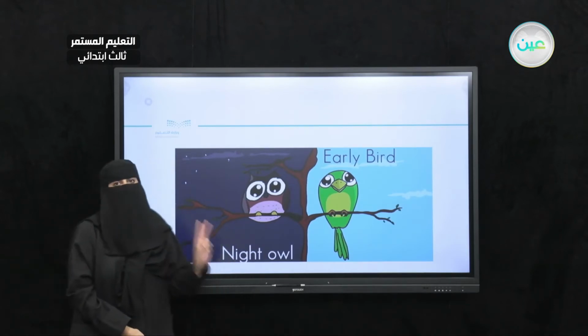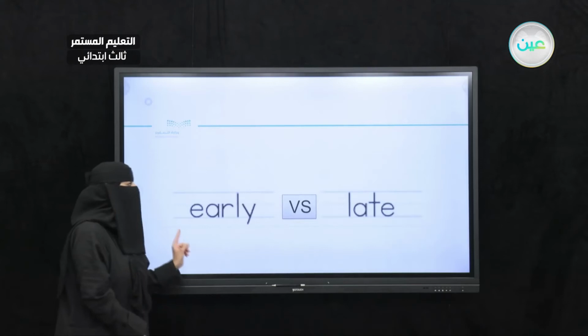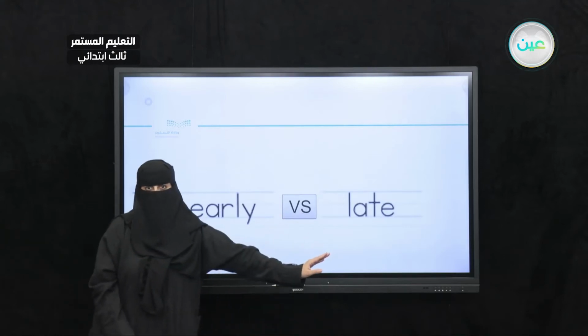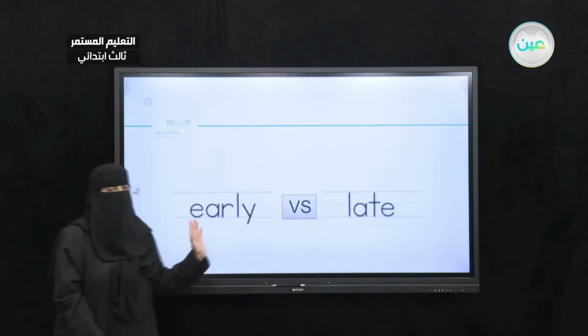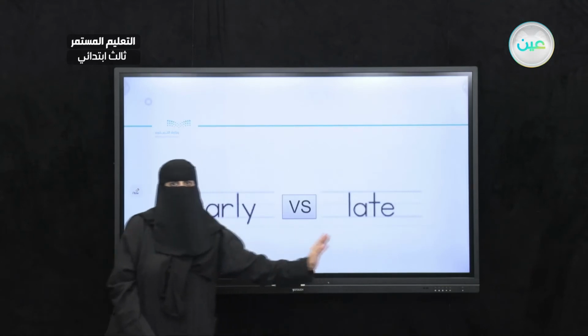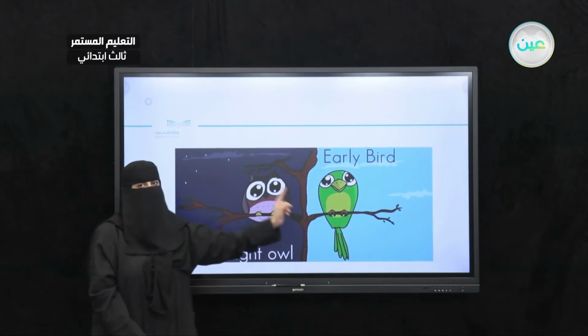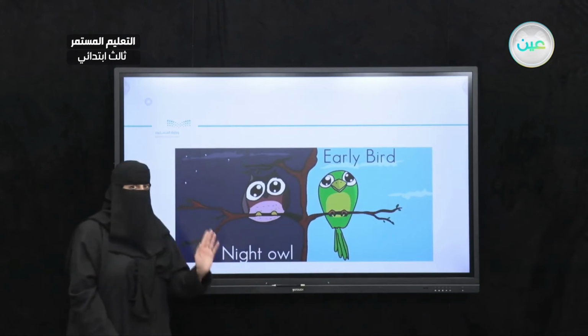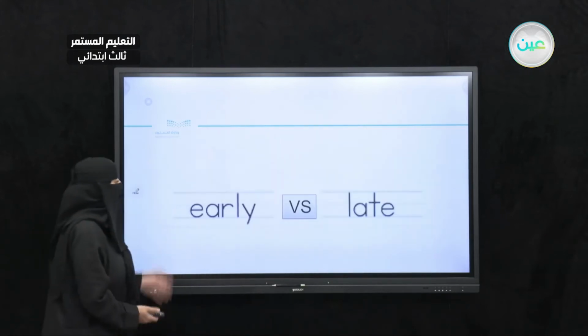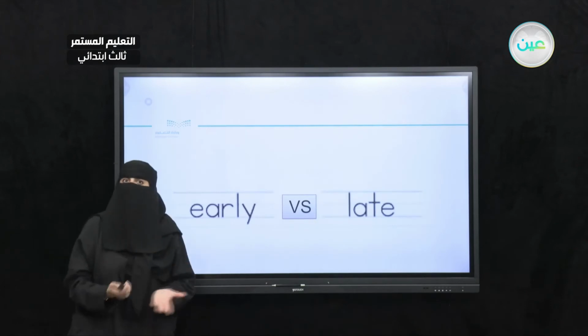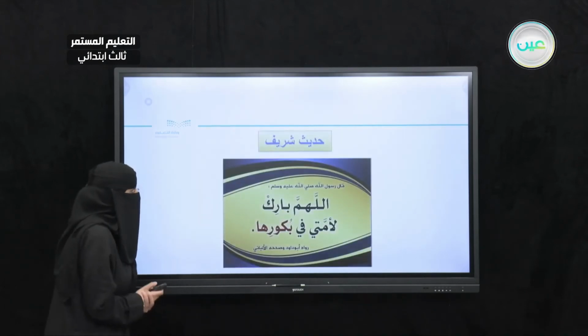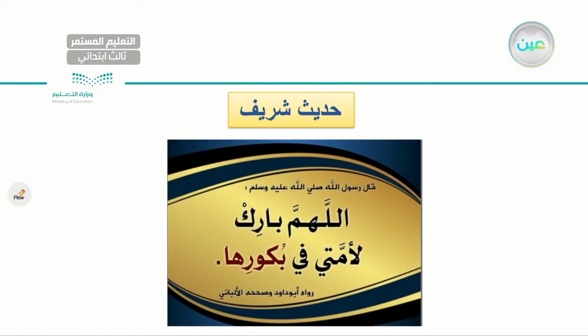So I will introduce 2 words for you, early and late. What do we mean by early? What do we mean by late? Don't forget that each of these birds represents 1 word, early and late. So early versus late. What do we mean by this? I will give you 1 moment to read this hadith by Prophet Muhammad, peace be upon him, and then I'll be asking you some questions.